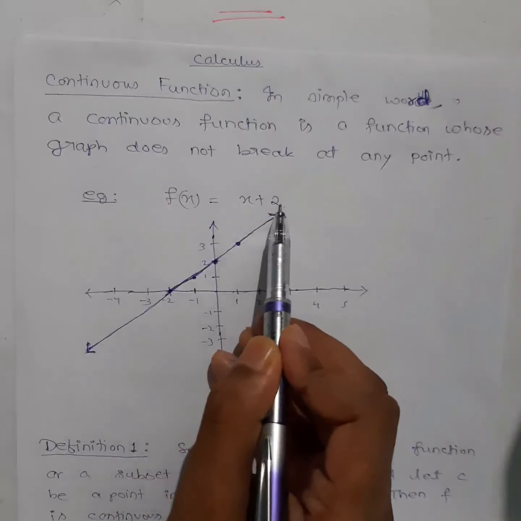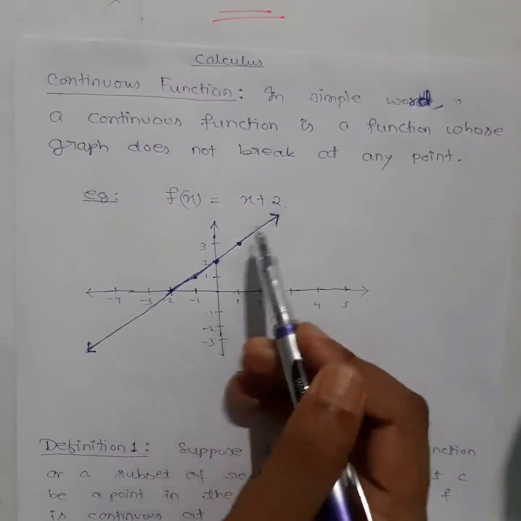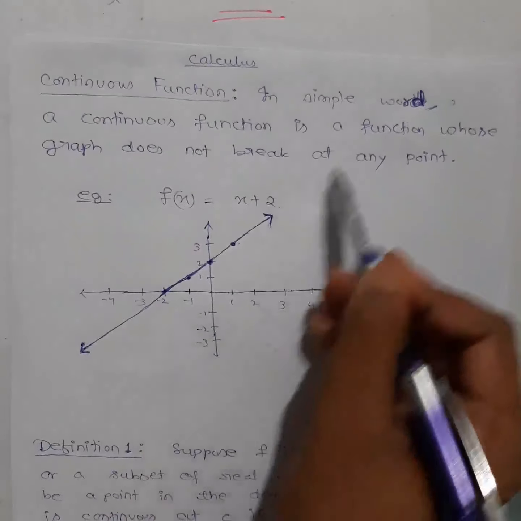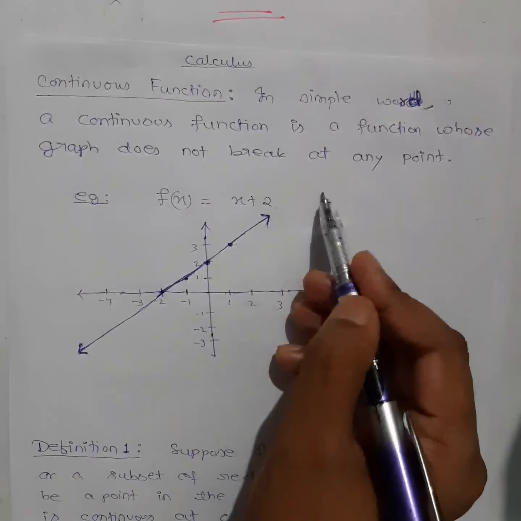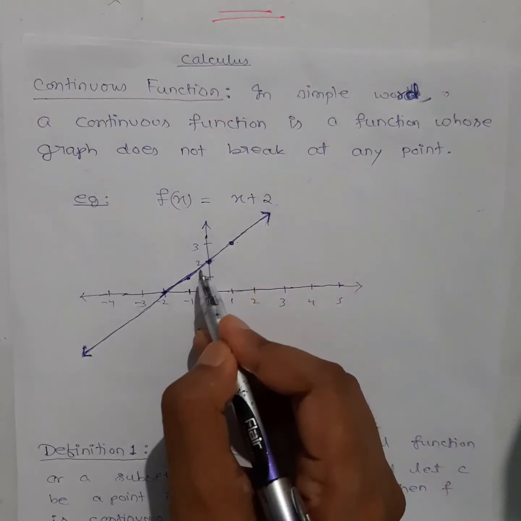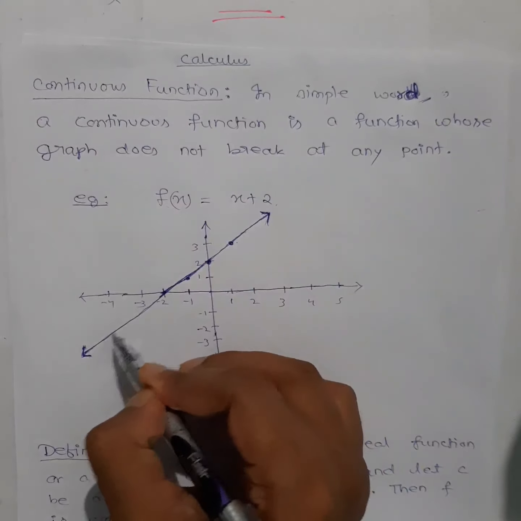So if I draw the graph of this one, f(x) equal to x plus 2, you can see this will be the graph. The arrow sign implies that it will go on, it will never end. So this will go on, so there will be no break. You can see in this graph there is no break, right?